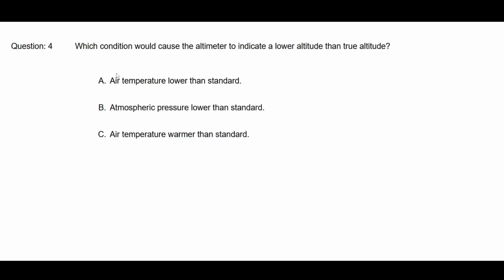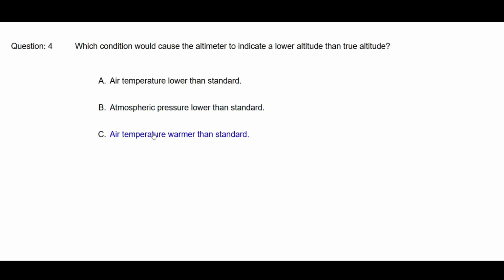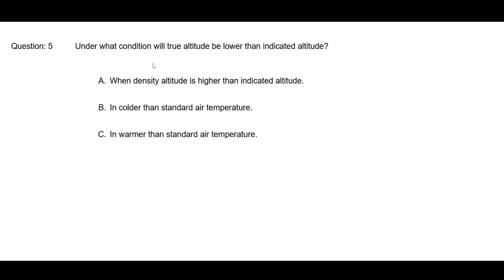Which condition would cause the altimeter to indicate a lower altitude than true altitude? So the true height from the terrain or surface level is lower, and then it's reading a higher altitude, so it's when our indicated altitude is reading a higher distance than true altitude, so the answer would be C.